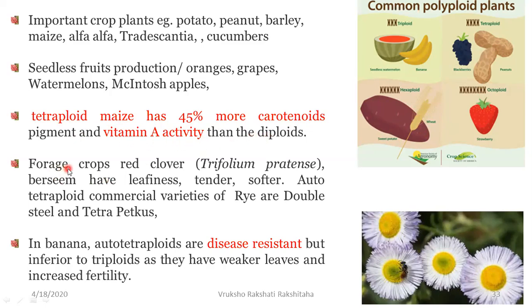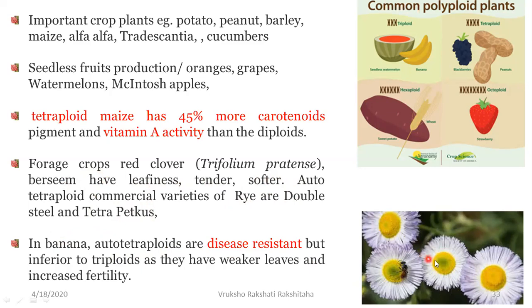There are even fodder crops, that is forage crops, for example red clover, Trifolium pratense, then berseem, which has high leafiness. The leaves are tender and softer. There are commercial varieties of rye by name Double Steel and Tetra Pedicus, which are very popular forage crops. In banana also, autotetraploids are found to be disease resistant.